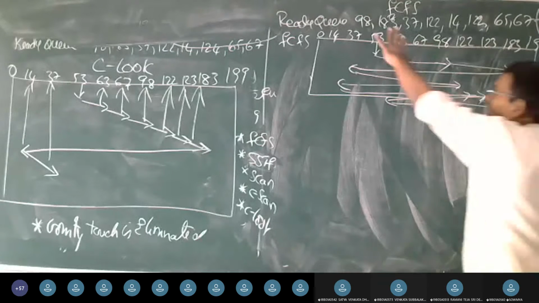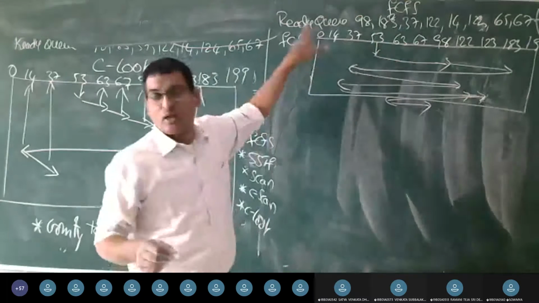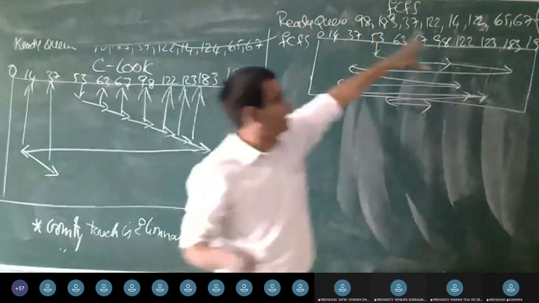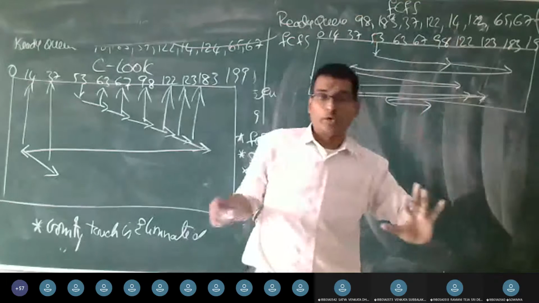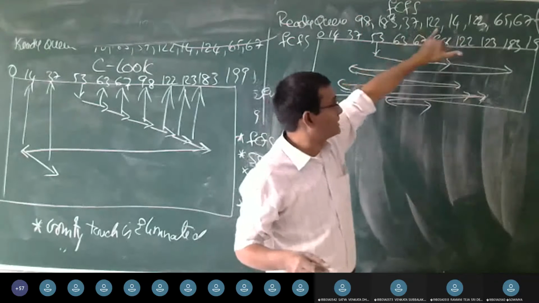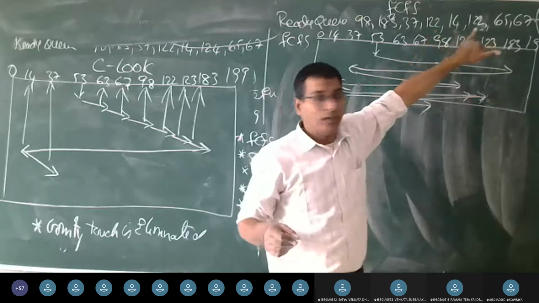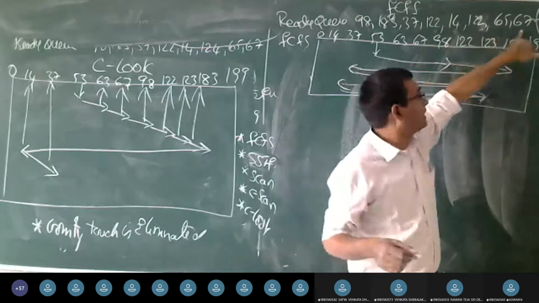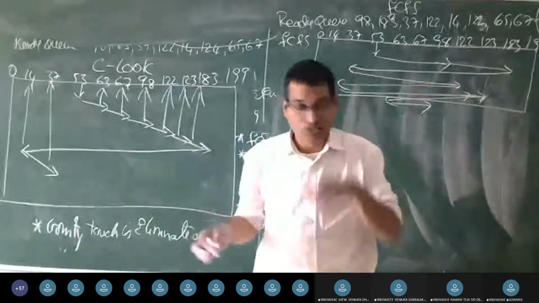This is item number 1. So, FCFS, whatever items are there in the ready queue, those items are going to be processed. First, it goes to 98, 183, 37, 122, 14, 123, 65, 67. In this way, it has to move.